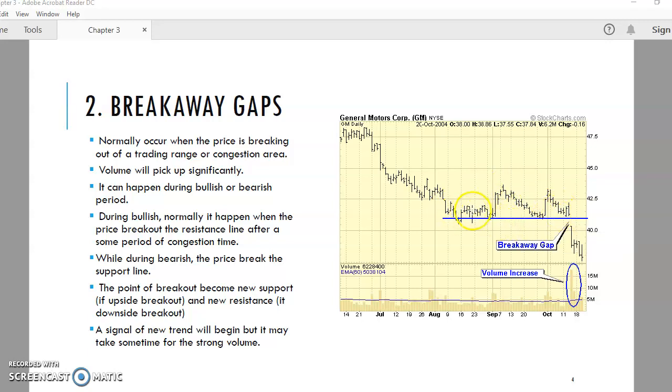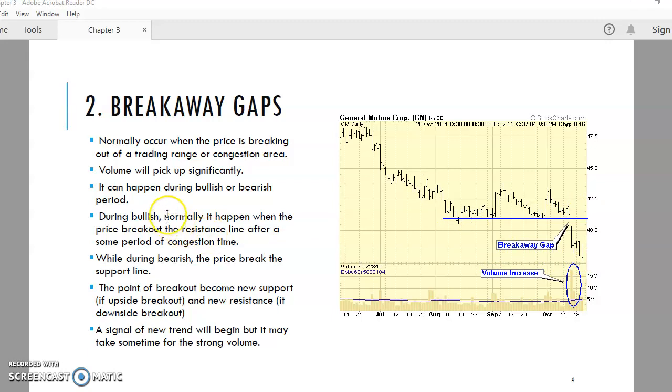So a few times the price tested a support line, and when the price broke the support line, it broke as a gap down. Okay, so in these situations, whenever there is a significant distance between the previous price and the new one, we call it a breakaway gap. In this case, it is a gap down.